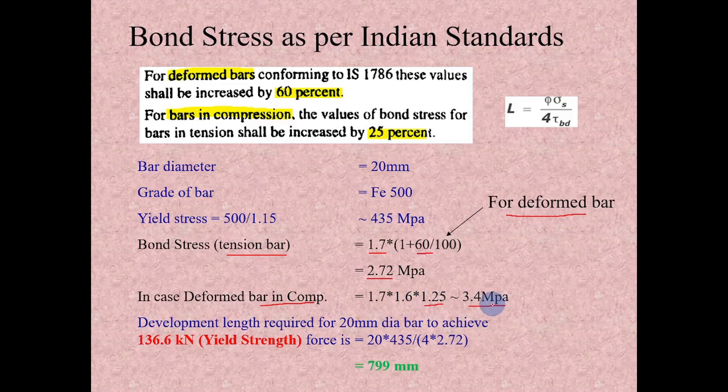Since we are calculating the development length for the deformed bar in tension, our value should be: diameter of the bar is 20, 435 is the yield stress, and 4 times the bond strength, which we calculated just now, 2.72. So the total length of the bar that should be present inside the concrete to develop this 136 kilonewton is 799 mm.